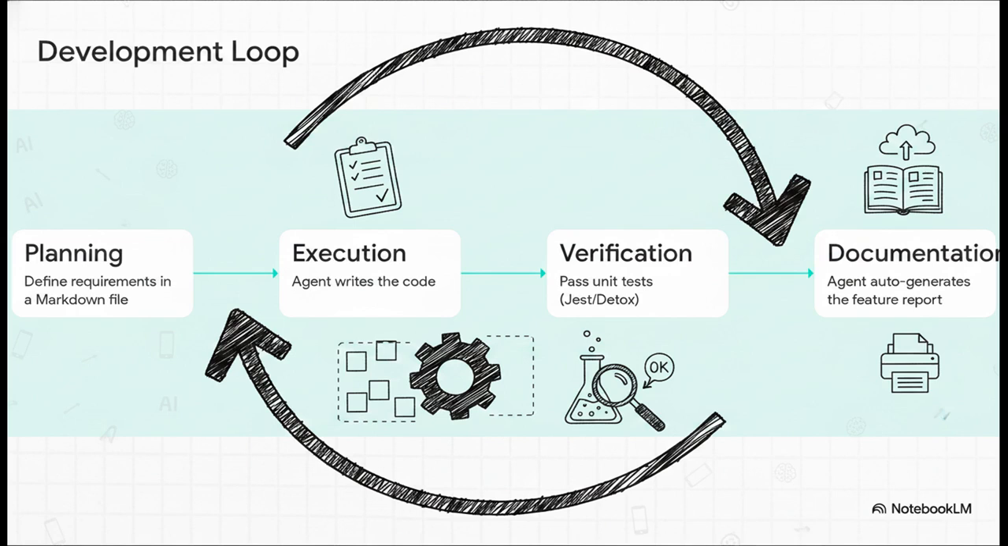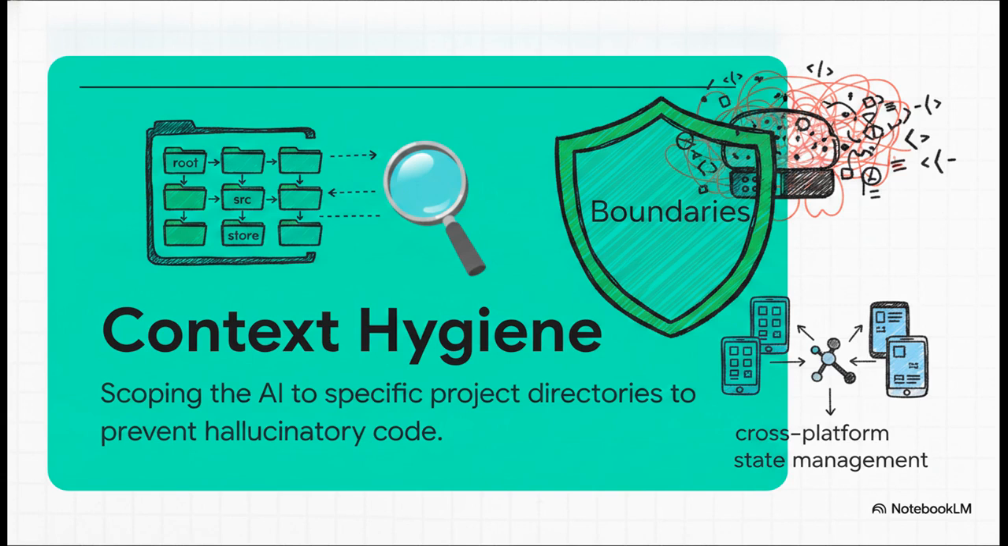Second is execution. That's where the agent actually writes the code. Third is verification. The agent must pass unit tests, think Jest or Detox, before any code is ever committed. And finally, documentation, where the agent auto-generates the feature report. Enforcing this very specific ritual is what prevents the AI from hallucinating and keeps you securely in the loop the entire time.